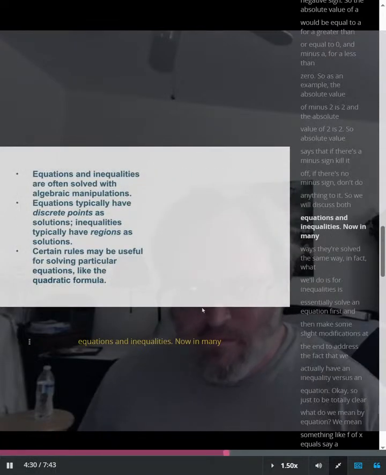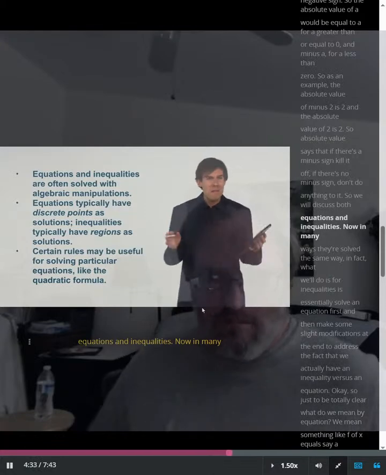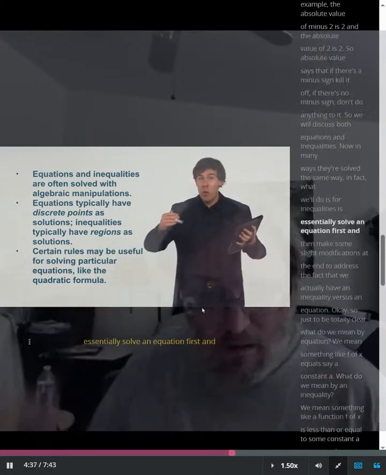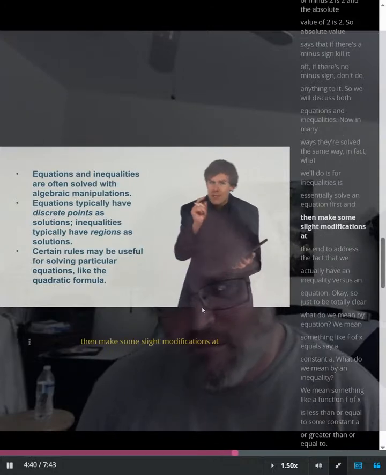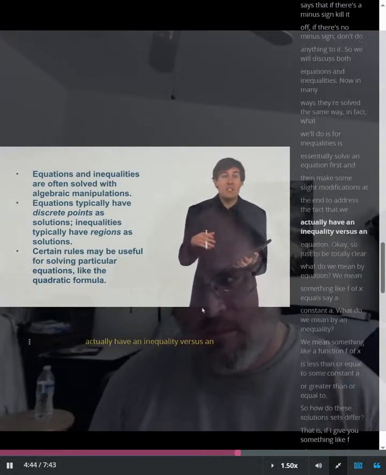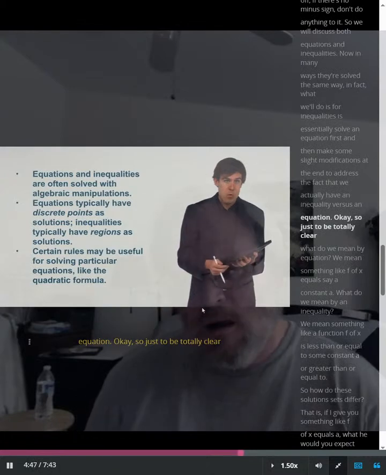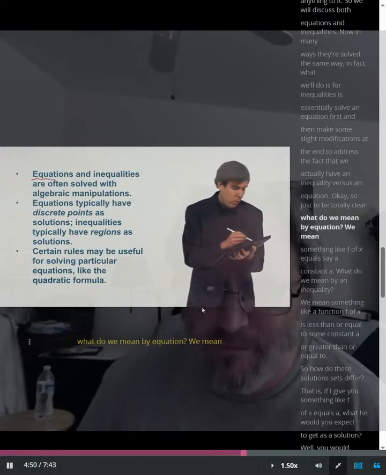So we will discuss both equations and inequalities. Now, in many ways, they're solved the same way. In fact, what we'll do for inequalities is essentially solve an equation first, and then make some slight modifications at the end to address the fact that we actually have an inequality versus an equation. Okay? So just to be totally clear, what do we mean by equation?